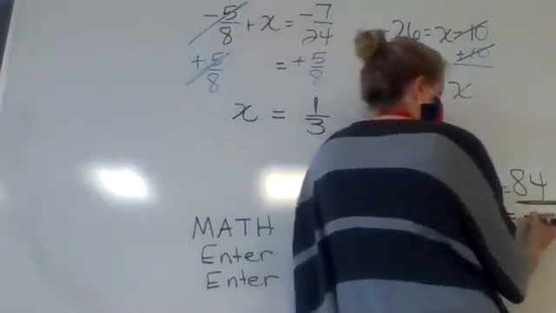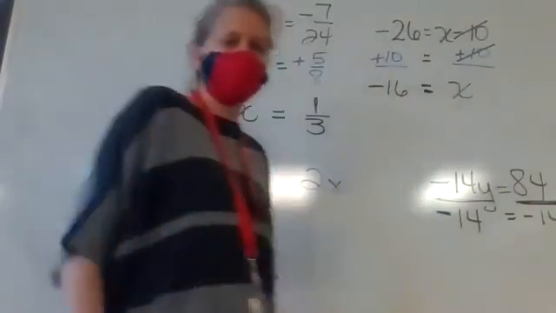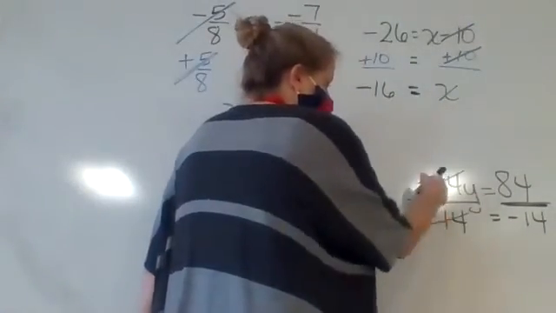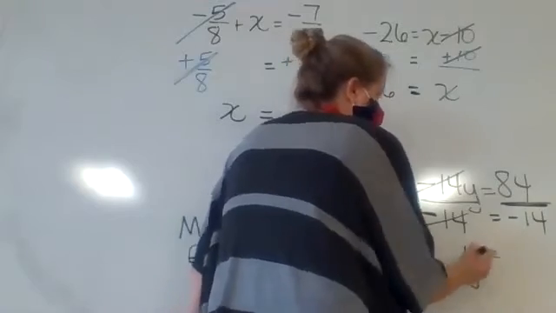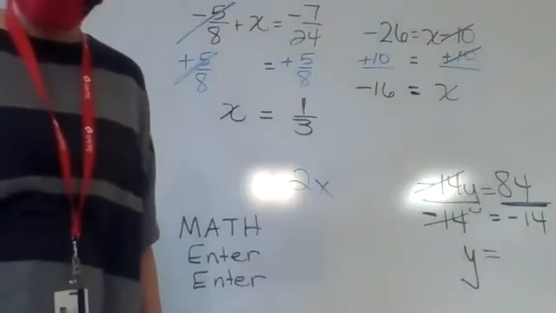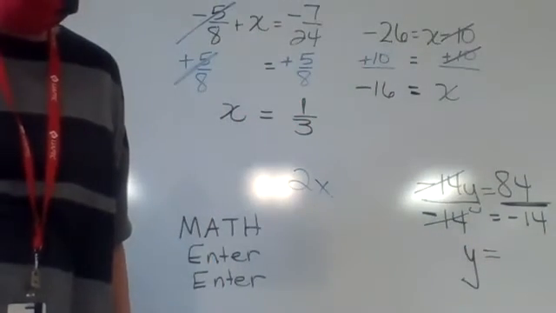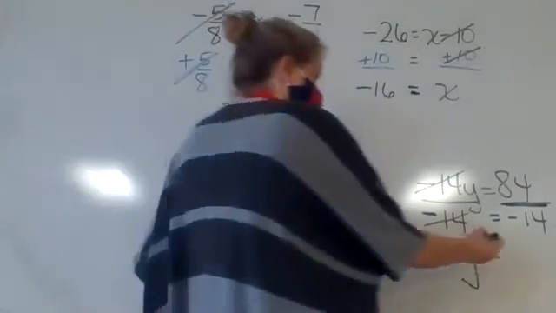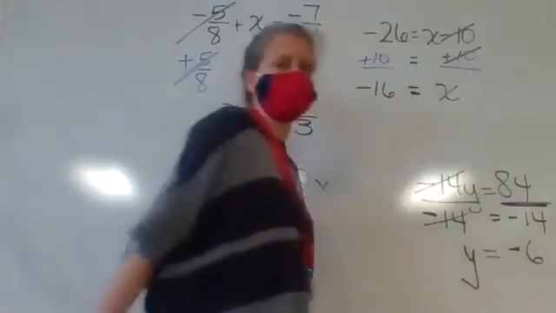Again, if I do that side, I have to do this side. Same thing. So I'm dividing both sides by negative 14. My negative 14s cancel here. That's why I'm just left with y. And then just punch that in your calculator. 84 divided by negative 14 gives you negative 6.